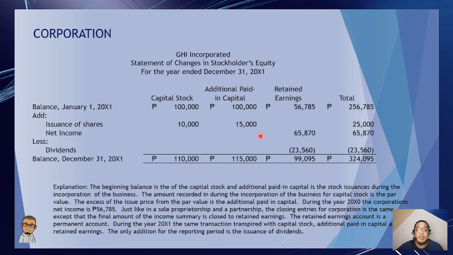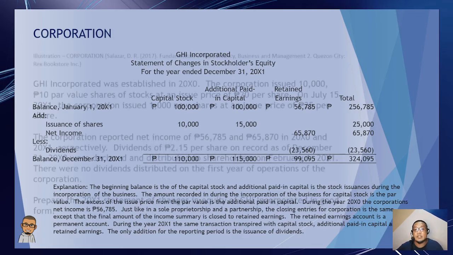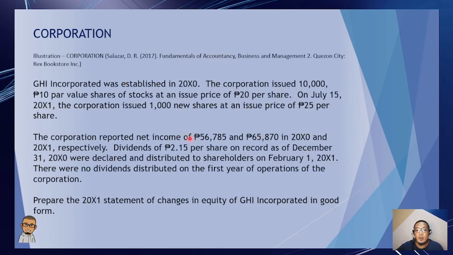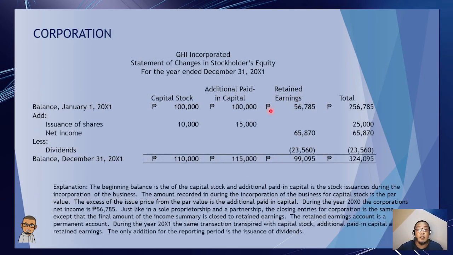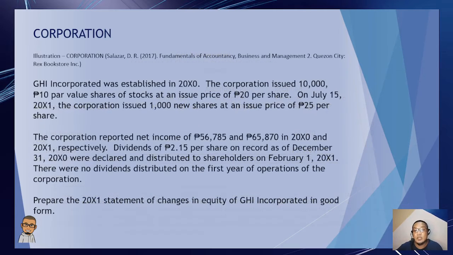Now, sabi dito, nagkaroon daw ng earnings. Okay? So, net income nung 2020, saka nung 2021. So, na-note naman natin yon. Kaya nga yun yung beginning balance mo. Now, sinabi rin dun sa problem or dun sa illustration natin na walang dinistribute nung first year of operation nung 2020. Nagkaroon lang ng distribution ng dividends nung 2021.